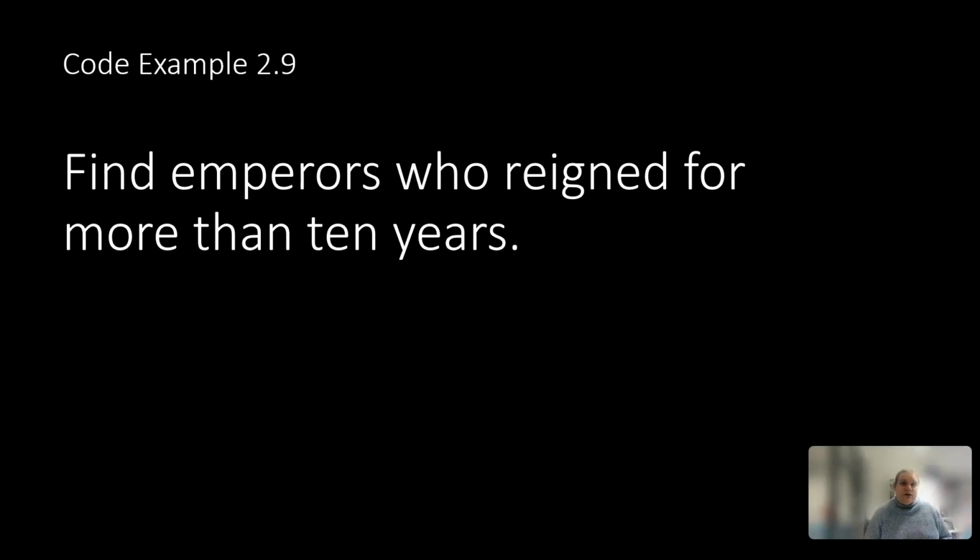Hello, let's examine code example 2.9 from Computational Thinking and Social Science. The example focuses on finding emperors whose reign lasted more than 10 years. So this is a case where we need to select some of them for further analysis or print their name, as in the examples.